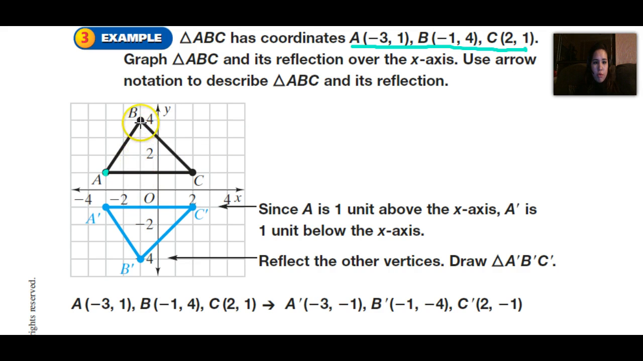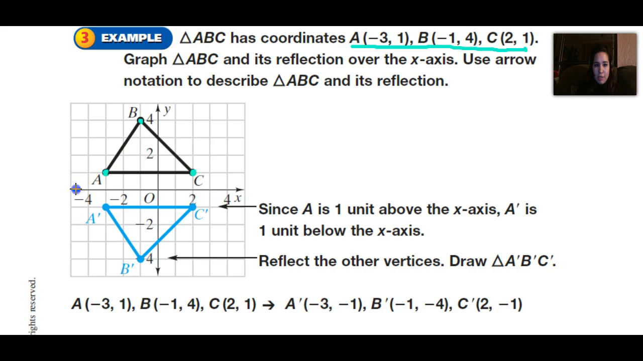To graph B, it's -1, so I'm going to go 1 to the left and 4 up. 1, 2, 3, 4. There's my 4. And then for C, I'm going to go 2 to the right since it's +2. So I go 1, 2, and 1 up since it's positive. There are my points.